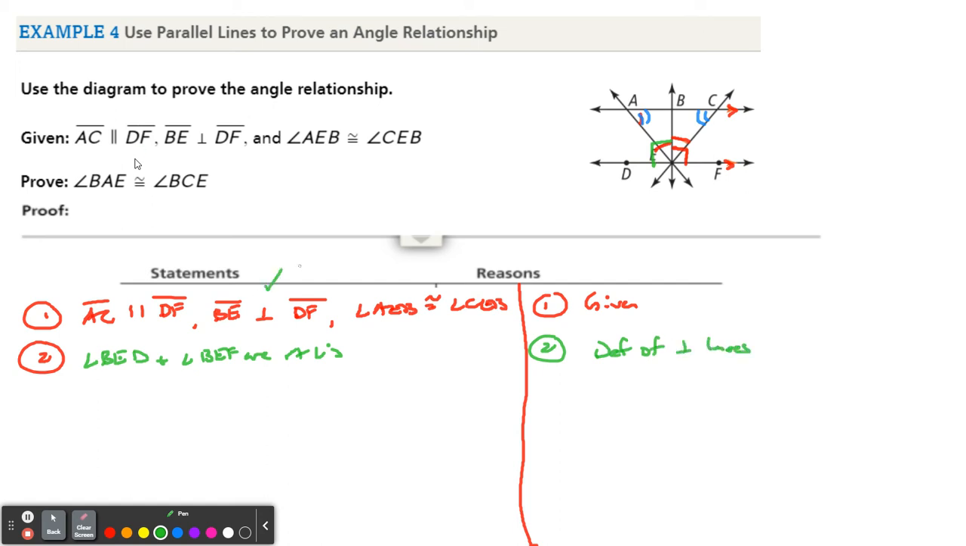That's me using this guy. And now, since I know that they are right angles, I have complementary angles up here. I have two angles that are added together to make these right angles. So for angle BED, I know that angle DEA plus angle AEB is equal to, oh, I'm sorry, is equal to 90.